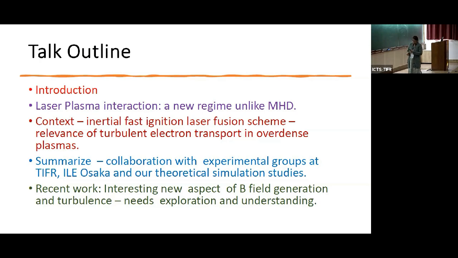And then I'll come to the recent work which is in progress, and it has uncovered certain interesting aspects of B field generation and turbulence, which need explanation and understanding. So just like the theme of this workshop, turbulence is an open problem. At the moment it is in progress, and there are certain puzzles, and I'll be happy to discuss that.